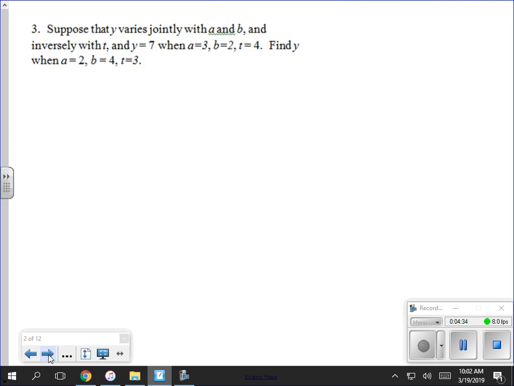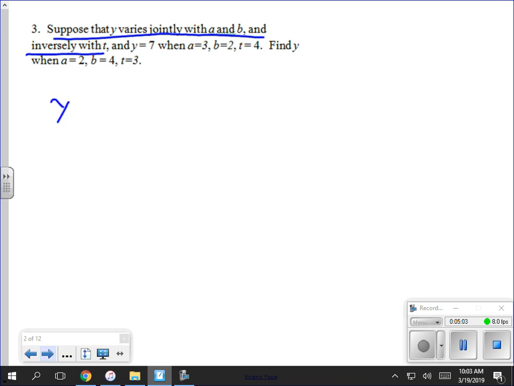Suppose that y varies jointly with a and b and inversely with t. And y equals 7 when a is 3, b is 2, t is 4. Find y when a is 2, b is 4, and t is 3. The key to these problems is setting up the original relationship based on this first part of the sentence. This right here is when I need to set up my relationship between y, a, b, and t.